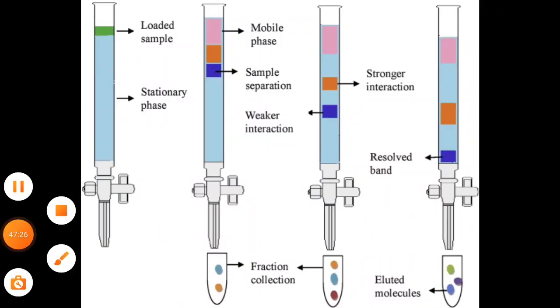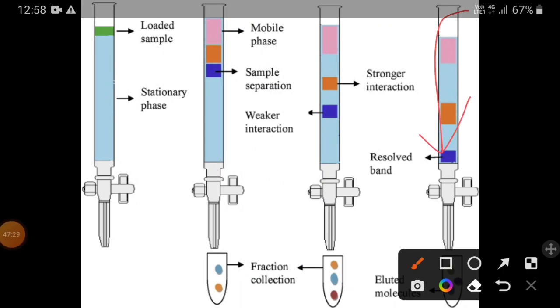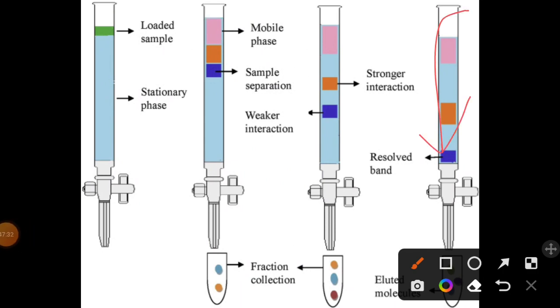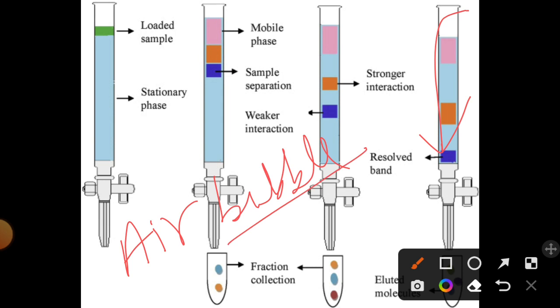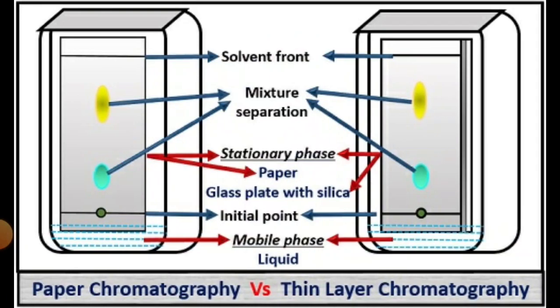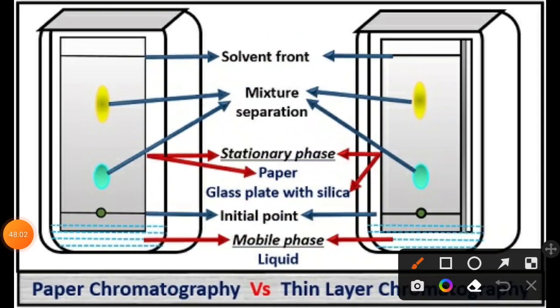And the last one is our column chromatography. We have discussed that column chromatography helps you to purify and determine the number of components in a mixture, but its disadvantages are the chance of air bubble entrapment, it takes too much time for separation, and column preparation also requires technical skills. And at the very first we discussed paper chromatography and thin layer chromatography, the very basic types of chromatographic technique.